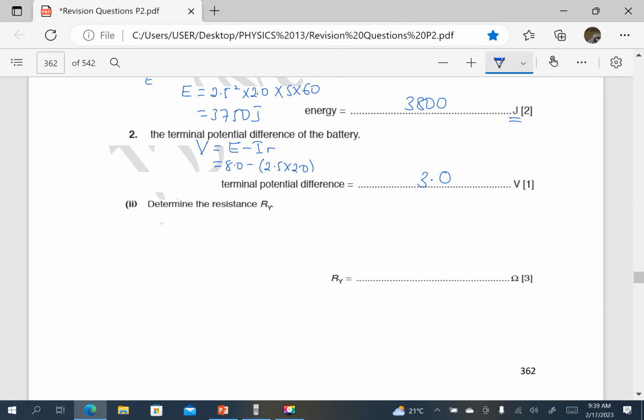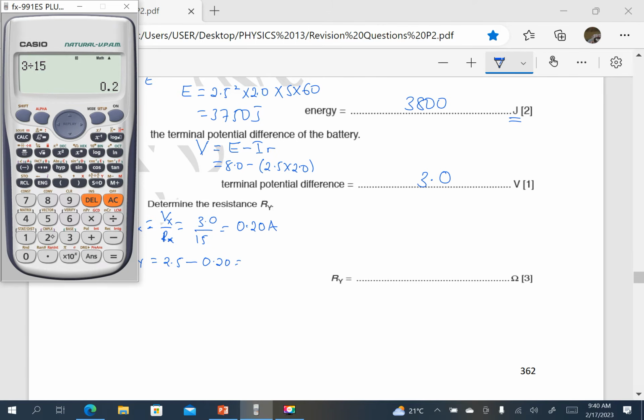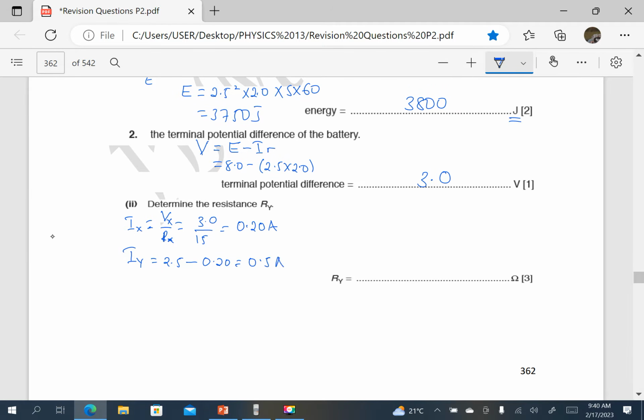So, number one, we begin by finding the current through X. Ix is going to be the PD across X over the resistance of X, where the PD is 3.0 as we have seen above, and the resistance is 15. This gives us 0.20 amperes. Then to find the current going through Y, we now subtract because at the junction the current splits. The total current entering the junction is 2.5, so we must subtract 0.2, which gives us 2.3 amperes. So the current into wire Y is 2.3 amperes.